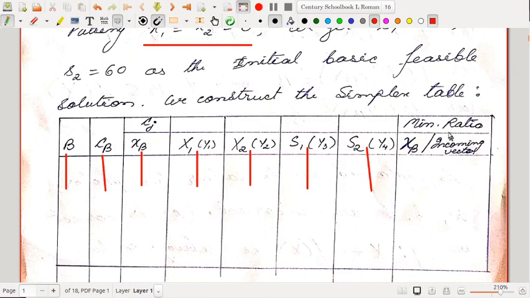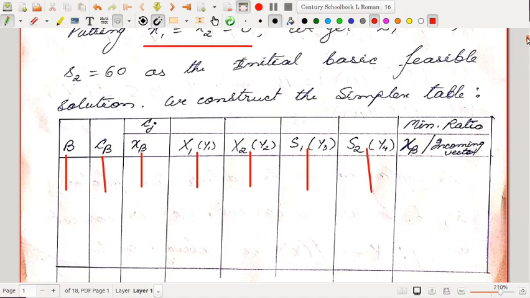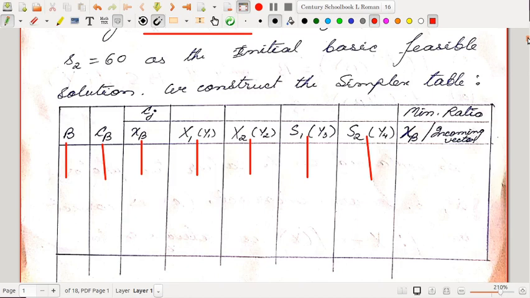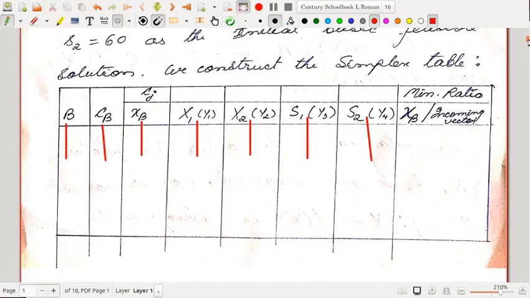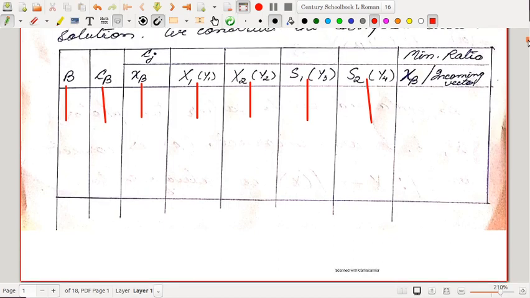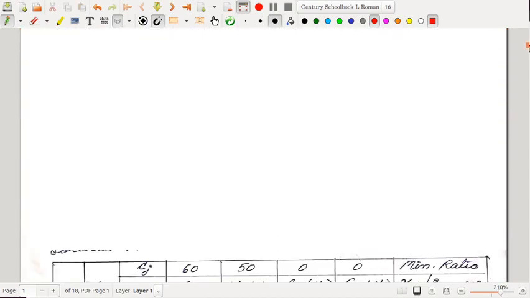And in the last column we compute the minimum ratio, which is each element of xb divided by the corresponding element of the incoming vector, provided that the corresponding elements of the incoming vector are positive. Okay, we cannot divide by 0 or negative numbers here. So this is the basic structure of the simplex table. As you watch this video, I would recommend you to do the problem in your copy as well, so that you can understand. So this is the first step, you construct this particular table. Now we will fill up the values and see what happens.